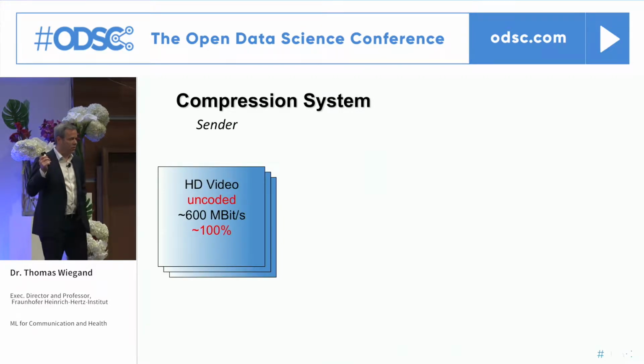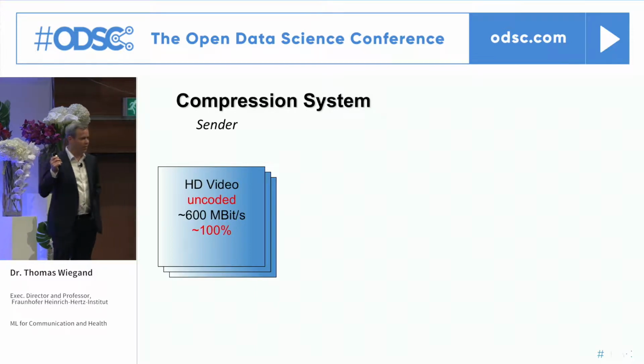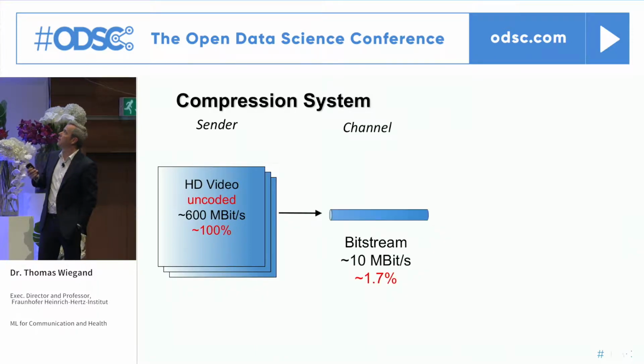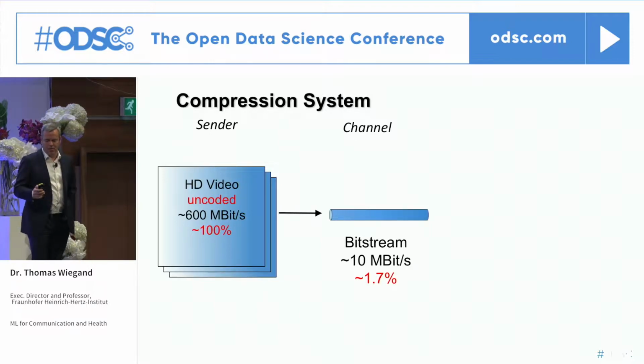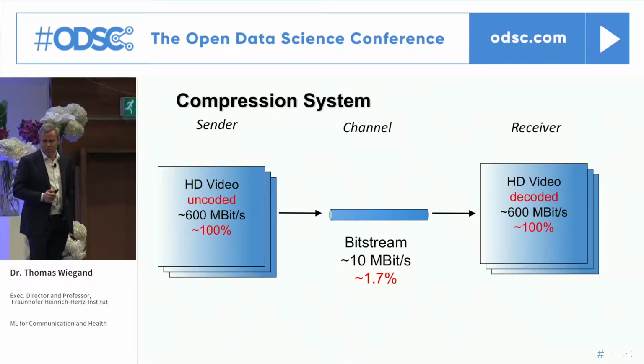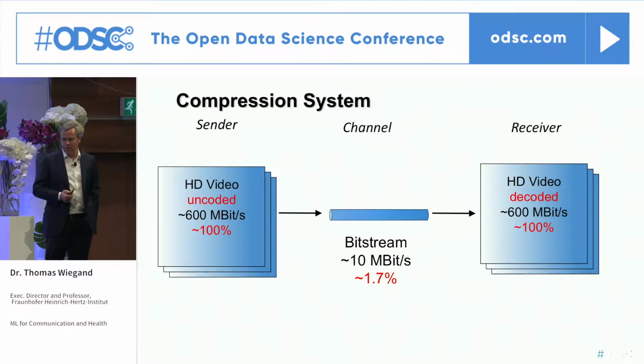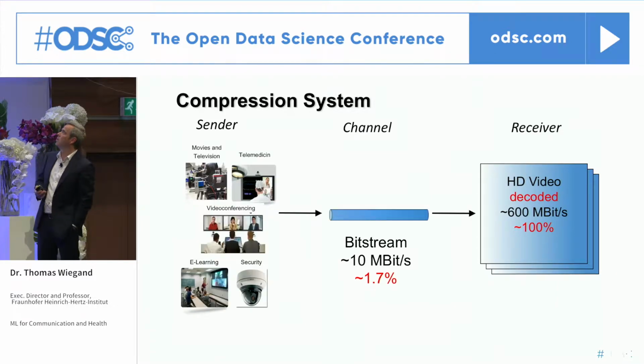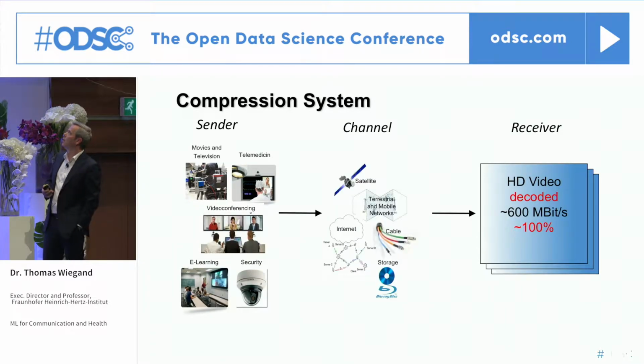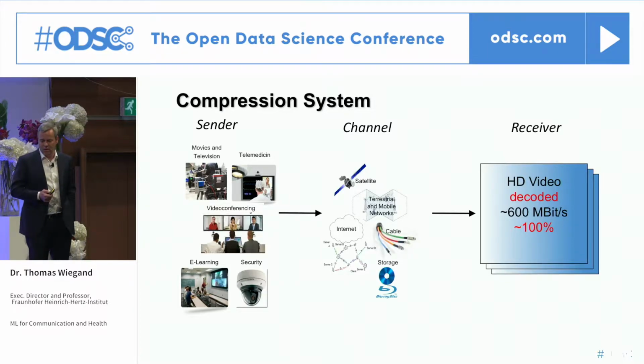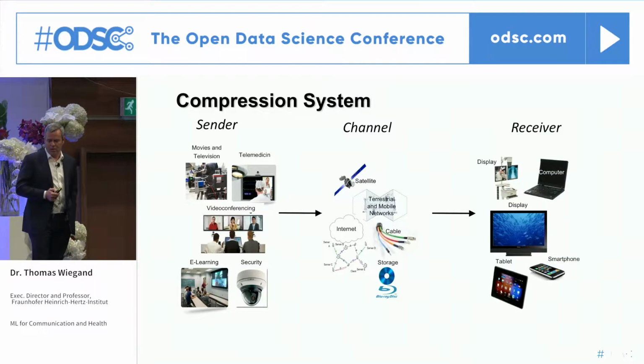For instance, the HD signal is about 600 megabits per second. Let's say this is 100%. It squeezes into a pipe of 10 megabits per second, and that still doesn't sound impressive, but if you look at the percentages, it's 1.7%. Then it reconstructs the HD video, and you are again at 600 megabits per second. Hopefully it looks good enough for everybody to watch. This is used everywhere across all transmission media, and it's viewed on many, many displays these days.